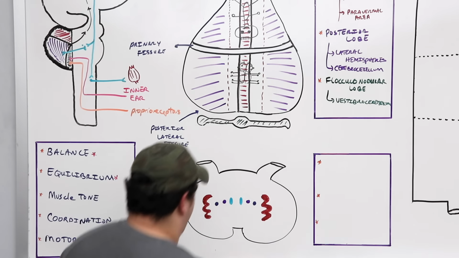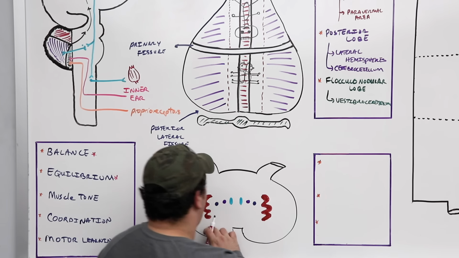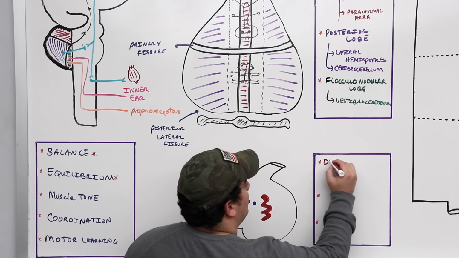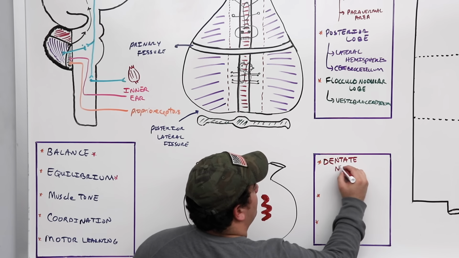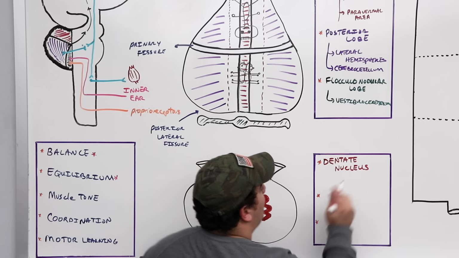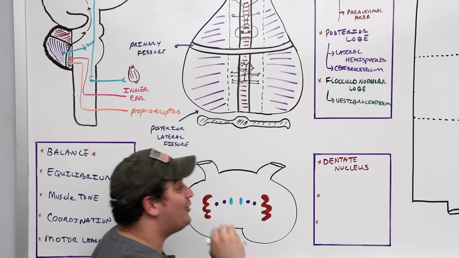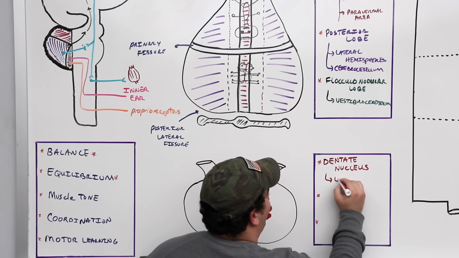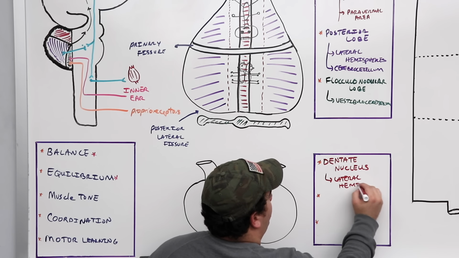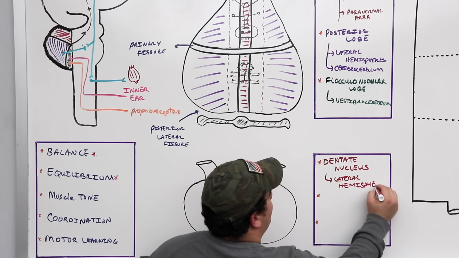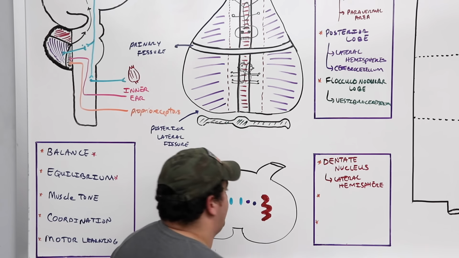The first nucleus here is going to be the dentate nucleus. Let's do this here with red. So the first one is going to be the dentate nucleus. And remember, which hemisphere did I say it should be associated with? The lateral hemisphere. So I want you to remember that. Lateral hemisphere. You'll see that this is a really important structure because it connects with the red nucleus and the thalamus.